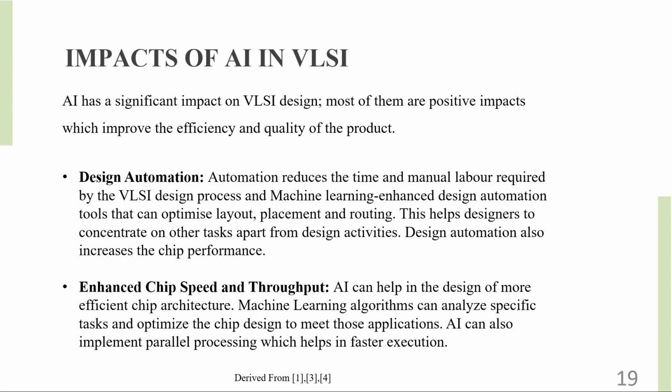The second one is enhanced chip speed and throughput. AI can help in the design of more efficient chip architecture. Machine learning algorithms can analyze specific tasks and optimize the chip design to meet those applications. AI can also implement parallel processing, which helps in faster execution.